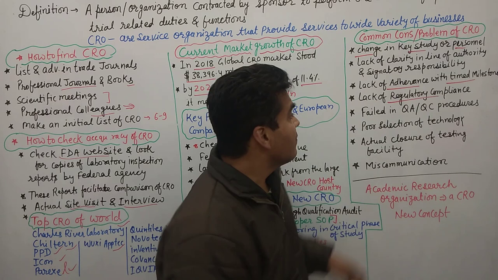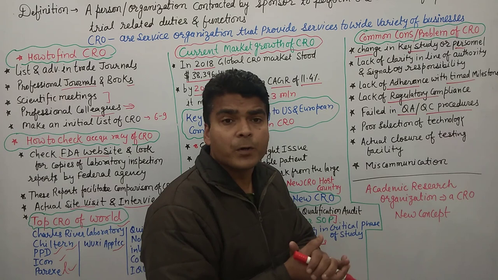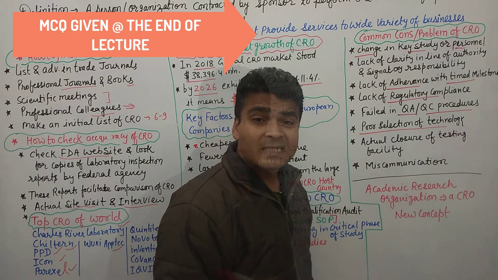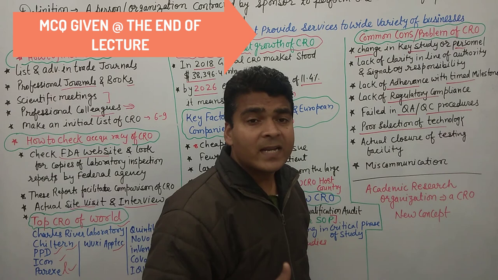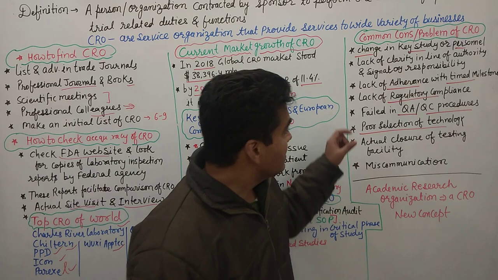Then failure in QC procedure. Sometimes newer CROs do not complete the QC studies according to their protocol and procedure. So they fail, and this kind of problem is associated with CROs. Then further, poor selection of technology. Sometimes CROs select inappropriate technology to generate the data. To generate the data, there is a requirement of proper technology. Nowadays, artificial intelligence is there. So if they select artificial intelligence in drug discovery, then it will give a better picture of the data. So this is also an important criterion.